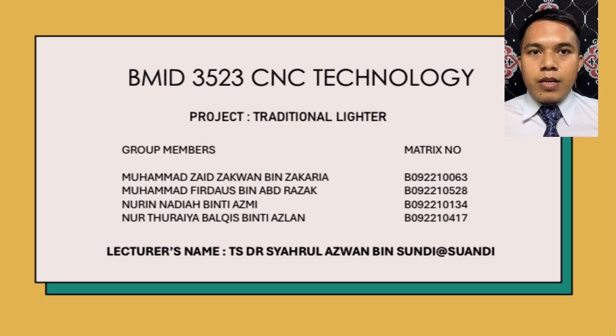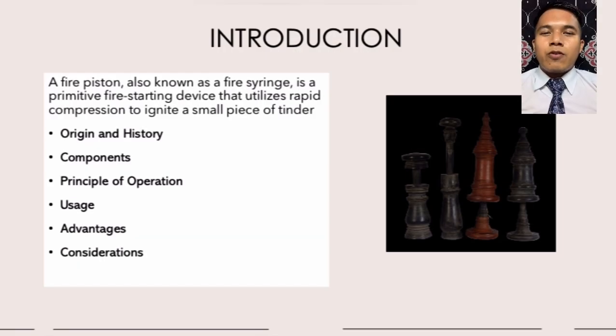For the group members, my name is Muhammad Zakwan bin Zakaria, matric number B0922100063. Second, Muhammad Firdaus bin Abdul Razak, matric number B09221058. Third, Nurin Nadiah Binti Azmi, B0922100134. And last, Thuraya Balqis Binti Azlan, matric number B0922100417.